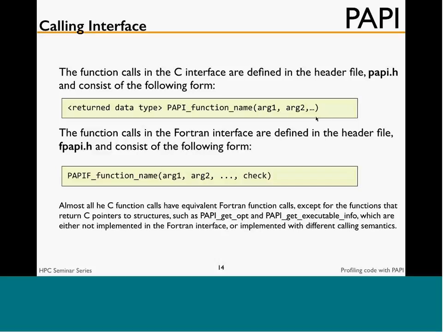What do the functions look like? Well, there is a version for C and there is a version for Fortran. Here you can see what the interface for each of the functions looks like. All of the functions in C will start with uppercase PAPI underscore and then the name of the function. In Fortran, all the function names will start with PAPI F and then the name of the function. Whenever you're programming in C, you need to include the papi.h header file, and when you're working with Fortran, there is a header file as well called fpapi.h.